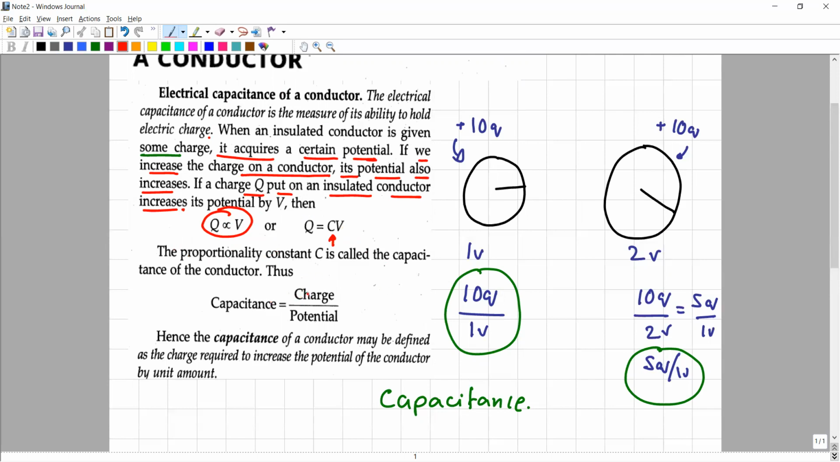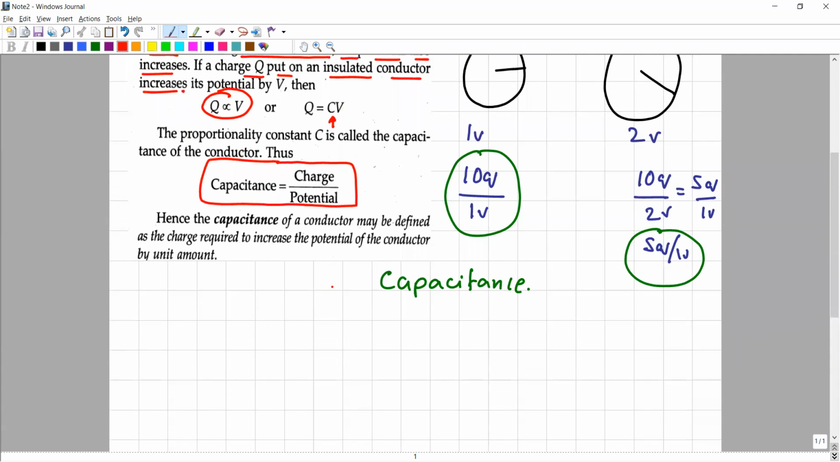Capacitance then becomes charge over potential. What would be the standard definition? Capacitance of a conductor may be defined as the charge required to increase the potential of the conductor by unit amount. Unit amount means 1 volt here.